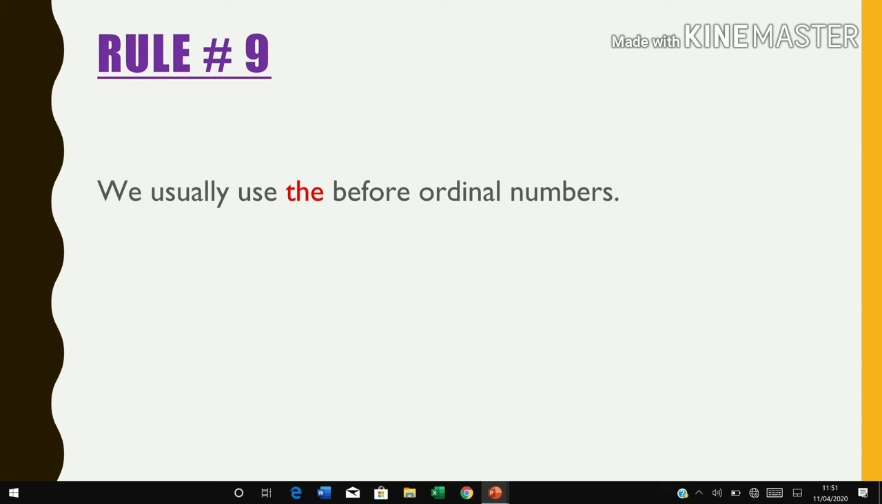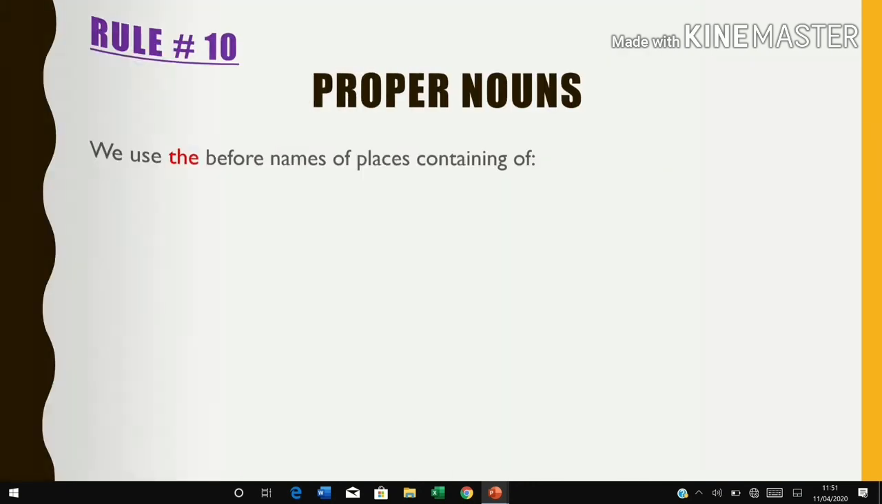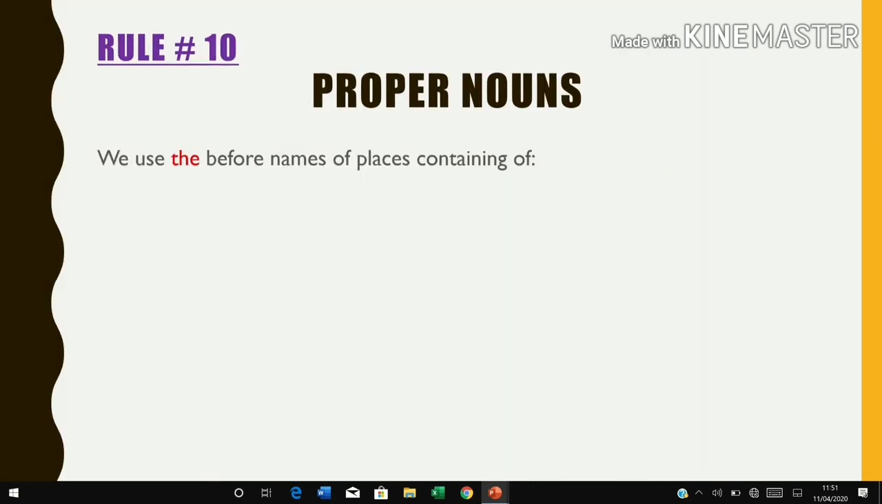And we can use the before ordinal numbers, that is first, second, 10th, 11th, 12th, 100th, and so on. So, I live on the third floor. He secured the first place in the singing competition, in the painting competition, all those things.